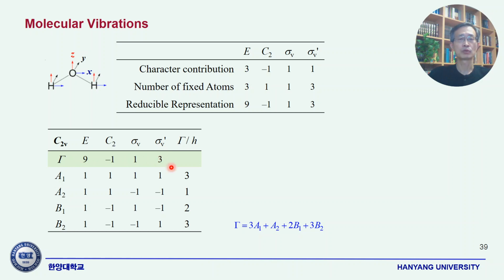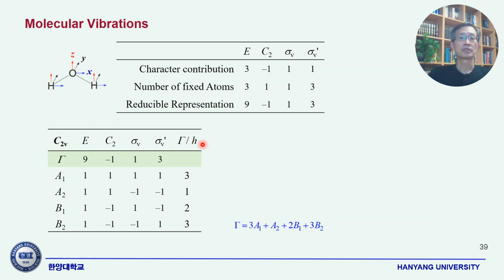This is a kind of a quadruple vector, something like that. And then we can decompose gamma into A1, A2, B1, B2. How we do that is you just project this vector onto these and then get the contribution. And exactly how you do that is you make a dot product. Okay, 9 times 1 plus -1 times 1 plus 1 times 1 plus 3 times 1, which is 12, right? Yeah, 12.